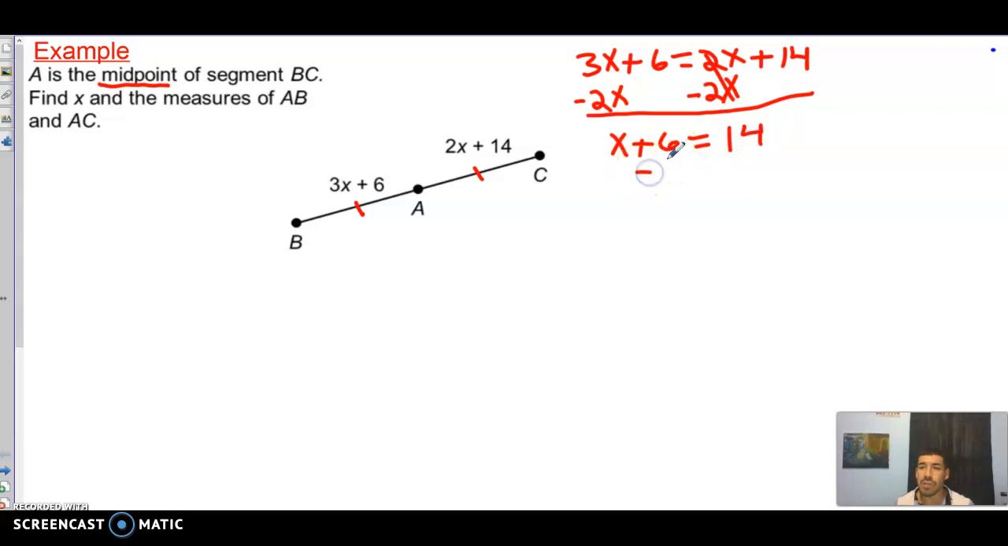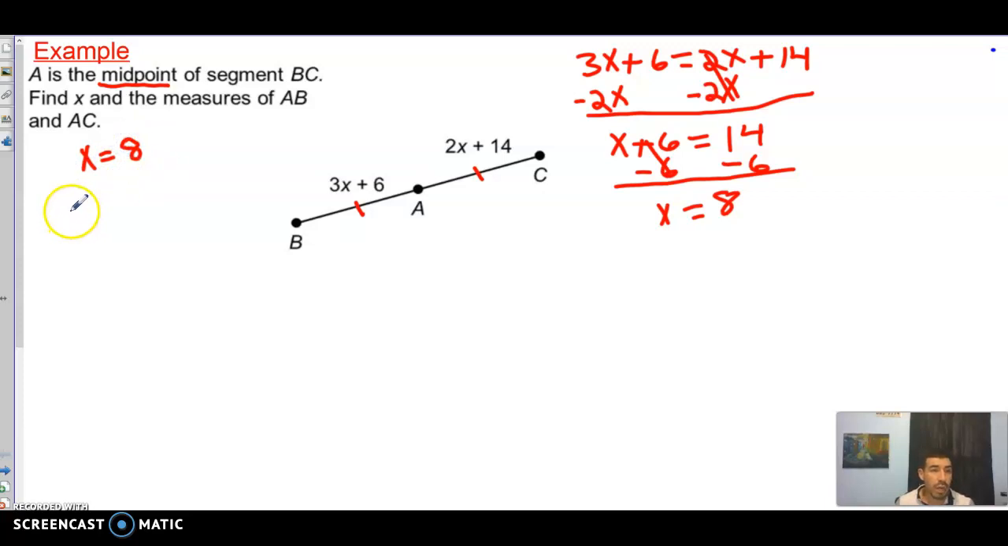Next, we subtract 6 from both sides. x comes down. 14 take away 6 equals 8. So I have one of my answers. x equals 8. That's one of my answers, okay?